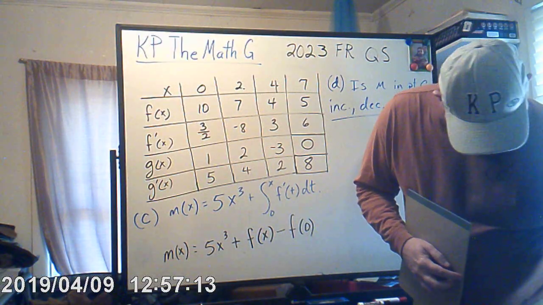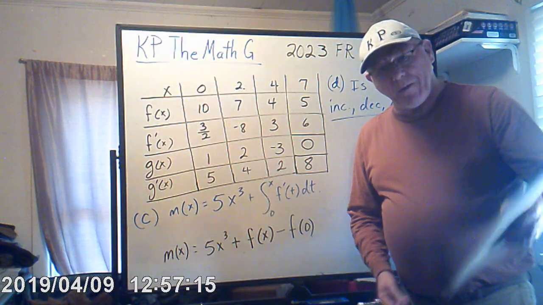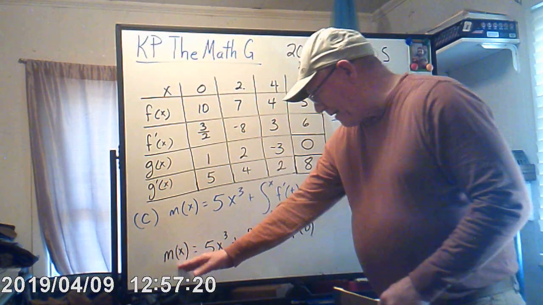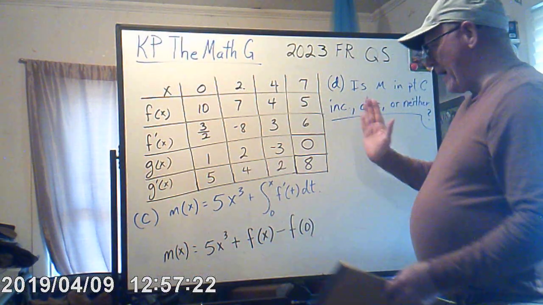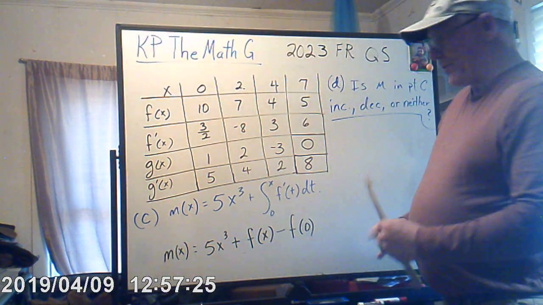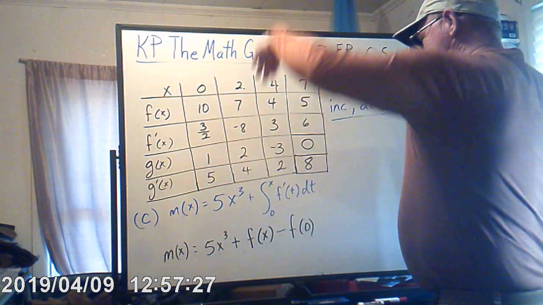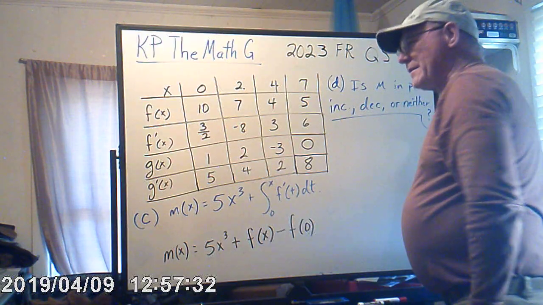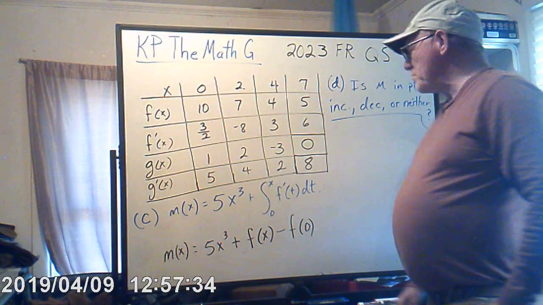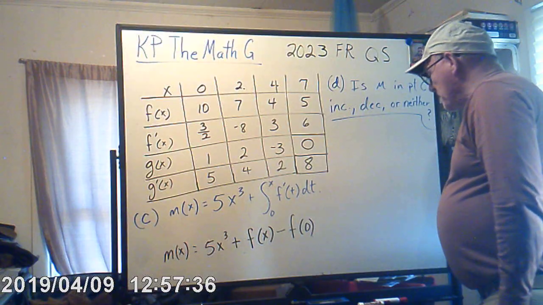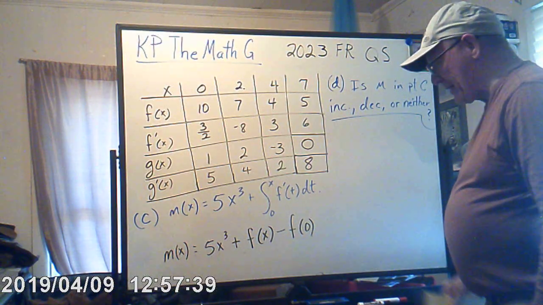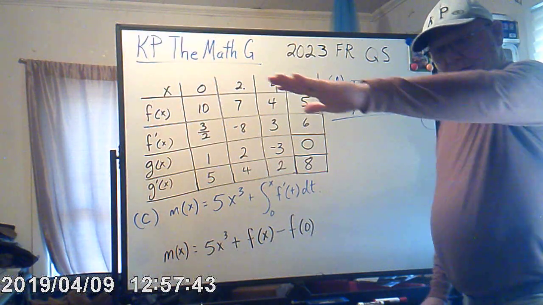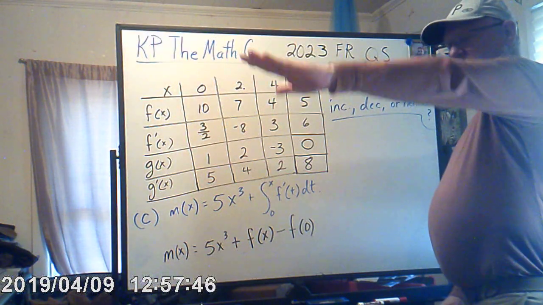Again, think about what the question is asking. Is this function M increasing? Probably going from left to right. Increasing or decreasing or neither? Well, I guess if it's neither, the answer would be 0, wouldn't it? Because you have no slope, not increasing nor decreasing.